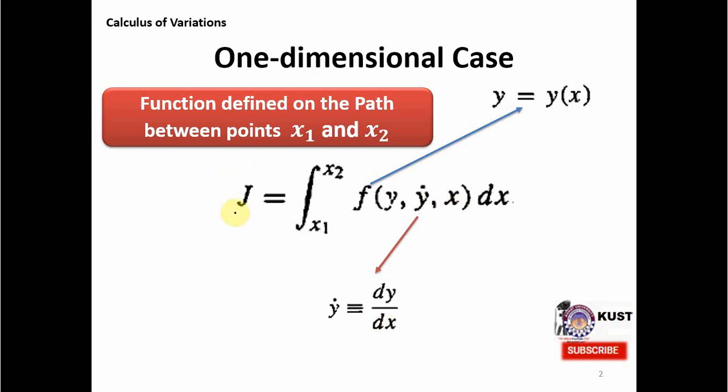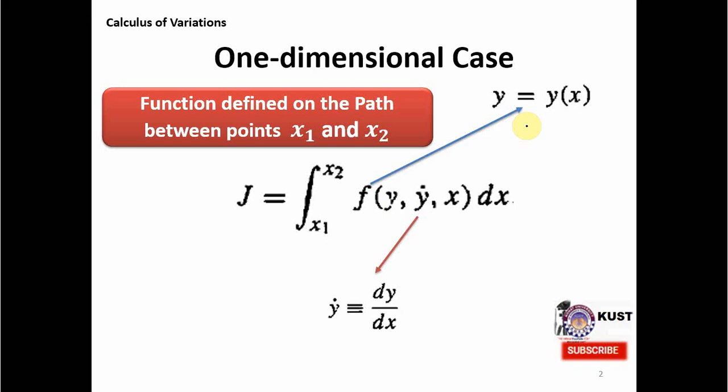So this is the line integral. Now it's a one-dimensional problem. It's not a two-dimensional problem, by the way. It's just a one-dimensional problem. So we consider the particle moving from point x1 to x2, and this y is actually giving us the paths.